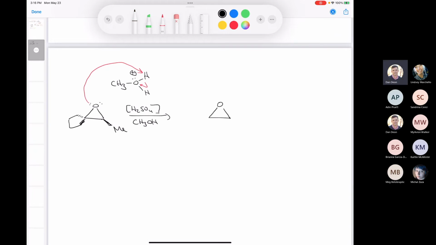So now I'm going to draw my oxonium ion, put my positive charge. Still got my five-membered ring here, 1, 2, 3, 4, 5, and my methyl group coming out here like this. Now in the next step, my methanol is going to do the nucleophilic attack. Methanol is a weak nucleophile. I've got a tertiary carbon right here, and I've got a secondary carbon here. Electronic effects are going to dominate, and the nucleophile is going to attack at the tertiary carbon.